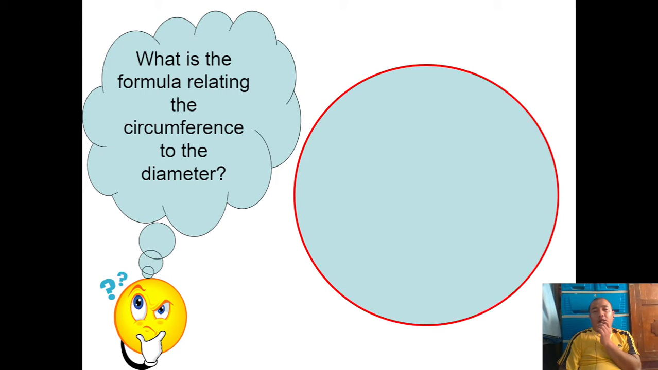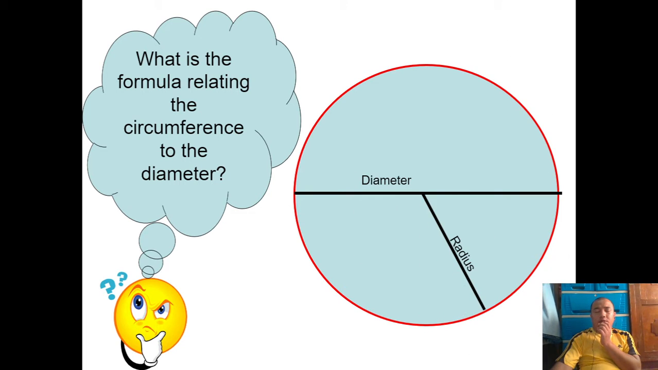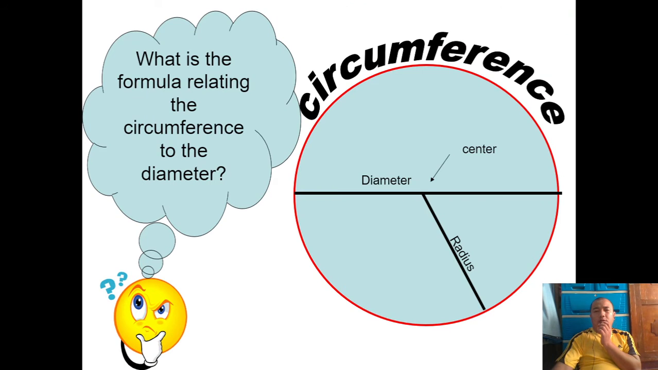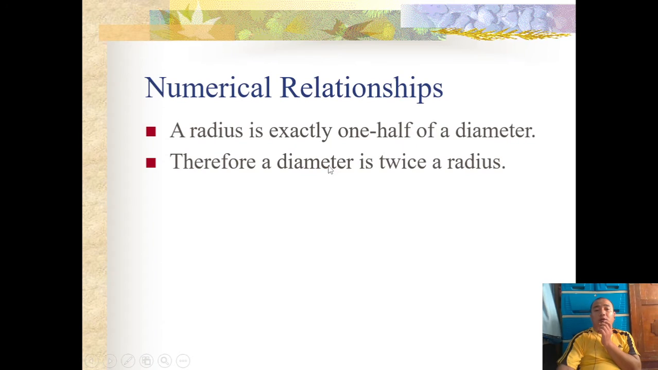Now, what is the formula relating the circumference to the diameter? If we have a circle with a diameter that passes through the center of the circle, radius also with the center, circumference. Ito naman ang circumference, yung red. The length of the red here is what we call the circumference. So the radius is exactly 1/2 of the diameter. Therefore, the diameter is twice the radius.